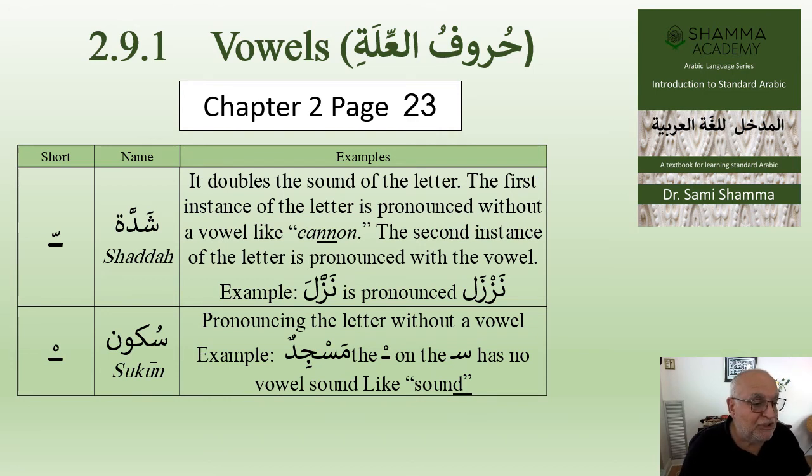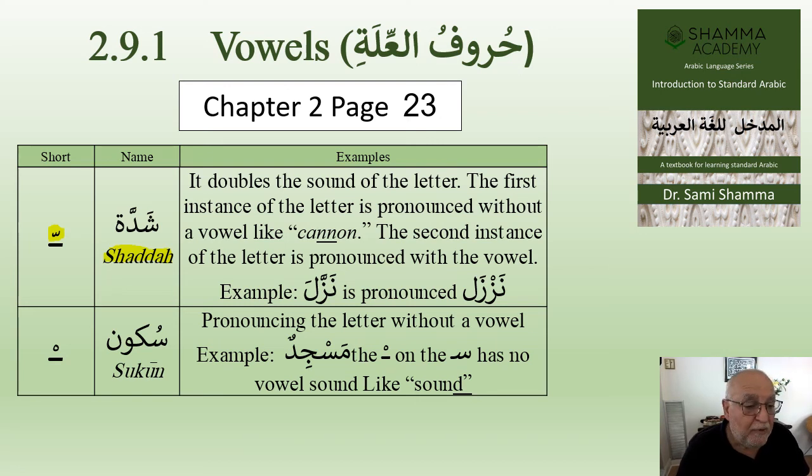One of them we call shadda. It's a stress mark. It's a mark that will allow you to pronounce the letter twice. It doubles the sound of the letter. And when we say double, that means you're pronouncing the sound twice. The first time you pronounce it without a vowel. It's a silent pronunciation. And the second time you pronounce it, that's when you make the sound.